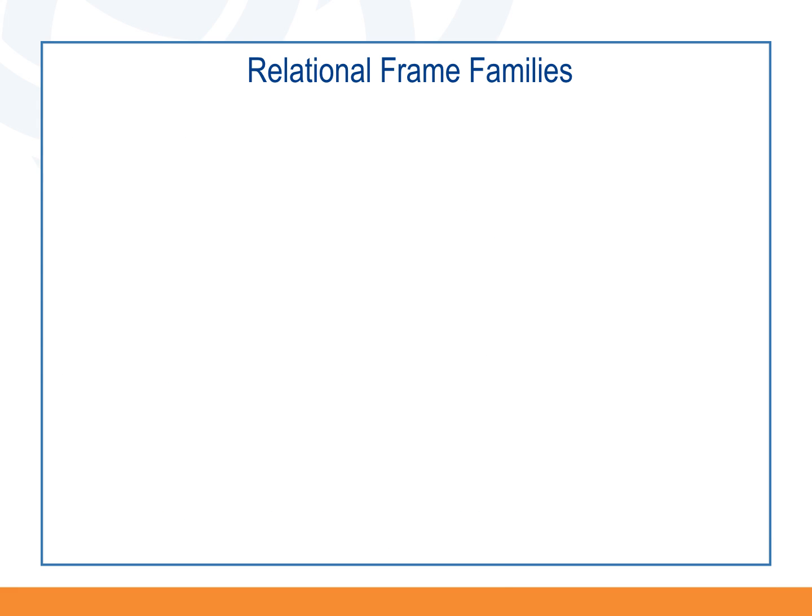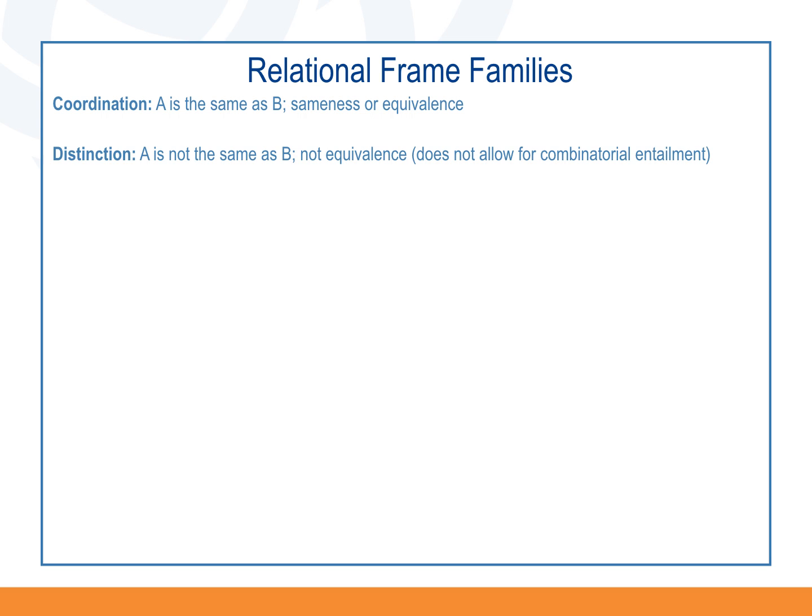We're going to go over the big main ones, and we'll do a little quiz on them. For coordination, A is the same as B. It looks at sameness or equivalence. Distinction looks at A is not the same as B, so they're not equivalent. An eagle is a bird. A rat is not a bird, but that does not allow you to do that combinatorial derivation if you keep going.